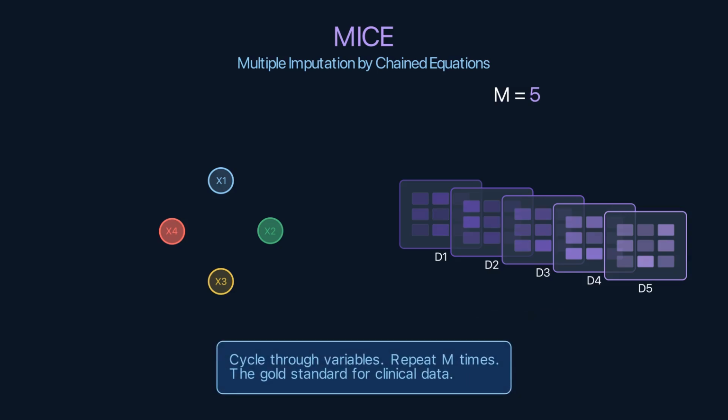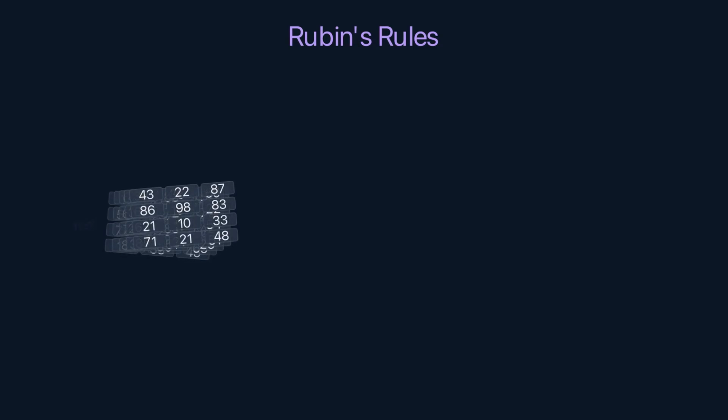The magic is in the chaining. Each variable's imputation benefits from the most recent imputations of every other variable. Rubin's rules combine the m analyses. The pooled point estimate is the average across the m analyses.